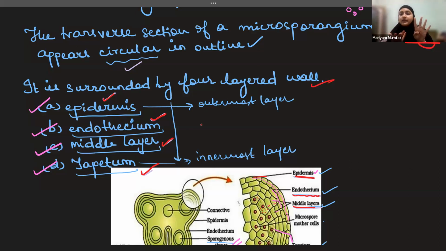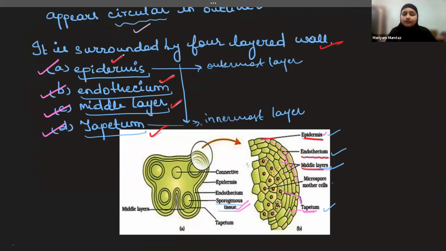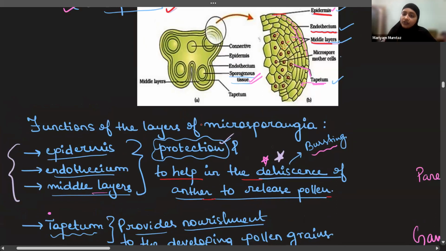4 wall layers are present where? Inside the microsporangia. How many microsporangia are found in the anther, Abdul? How many microsporangia are there? Yes, Abdul, say. How many? 4. Yeah, 4.